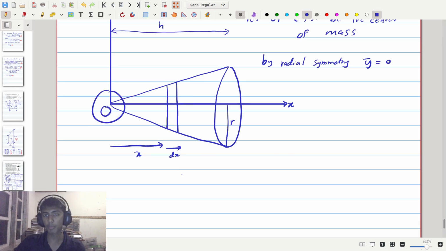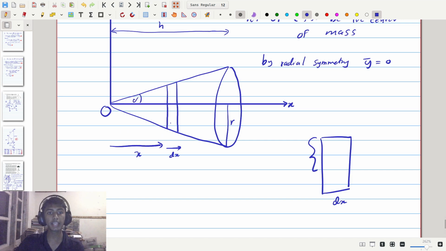Now, considering the first part, this object is approximately a cylinder, and as dx gets really small, the height difference here gets really small, and we get an approximate cylinder with these dimensions. It's a cylinder with a circular base on this side and a circular base on this side. It has a height of dx, and if the distance here is x and the angle here is alpha, then tan alpha is equal to the radius divided by x, meaning that the radius here is x tan alpha.